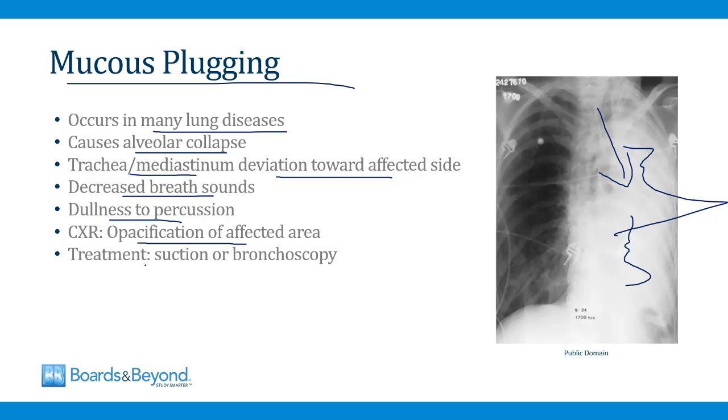The treatment is to suction out the mucus plug, or in some cases bronchoscopy. In the ICU, there is suction usually available at the bedside, and nurses often suction the back of patients' throats to try and clear out any mucus and prevent mucus plugging.